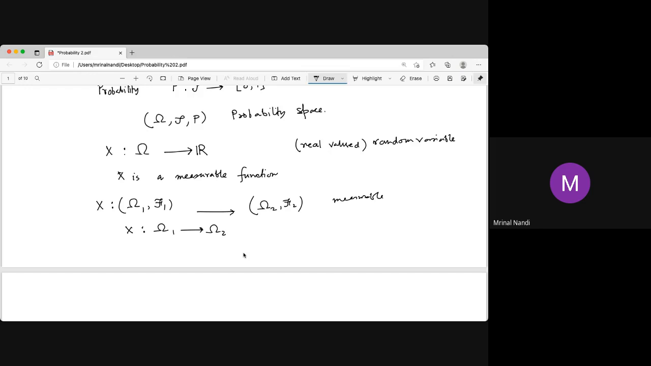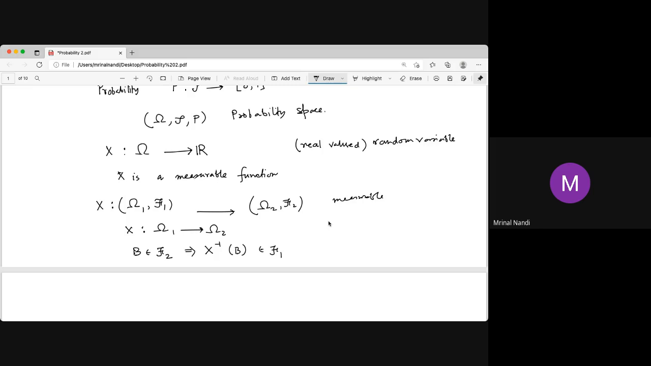But what is the role of this sigma field? The idea is that if you take any B in this script F2 on the right hand side, the inverse image of that must be in script F1. So if you take, say, two probability spaces, for example, and if you have an event on the right hand side, that inverse image must be an event on the left hand side. That is the only condition you have to put to be a measurable function.